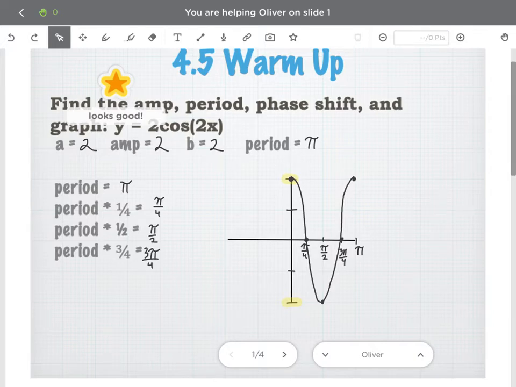So the first one, your amplitude is 2 because your A is 2, and your B is 2, so your period is 2 pi over 2, which becomes pi. The period times a fourth, a half, and 3/4 gives you the key points: 0, then pi over 4, then pi over 2, then 3 pi over 4, and then the period being the last one. Amplitude is 2, this is cosine, so we start at the amplitude, you go down, down, up, up. Good job, Oliver.